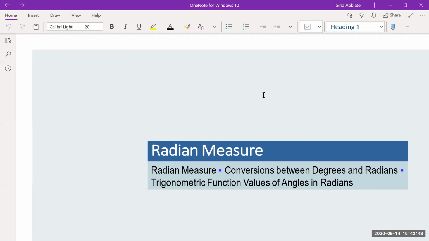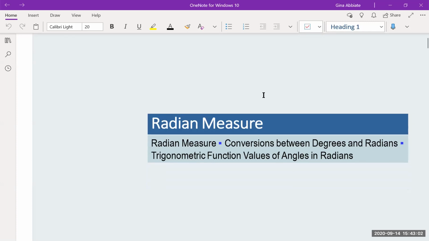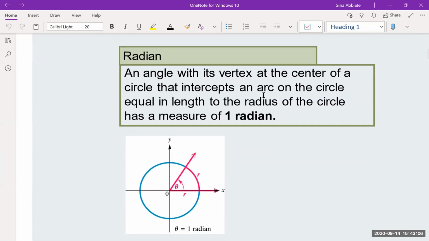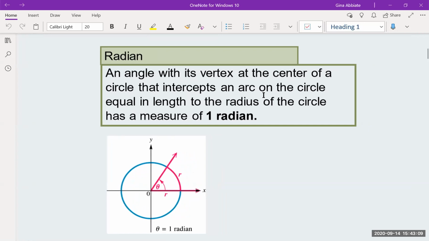Hello students, this video is going to be looking at radian measure. The idea is that we're not always going to be using degrees as our angle measurement. We will sometimes use a different measurement that involves the value pi, and that is called radian measure. First, we'll talk about what the definition of a radian is.